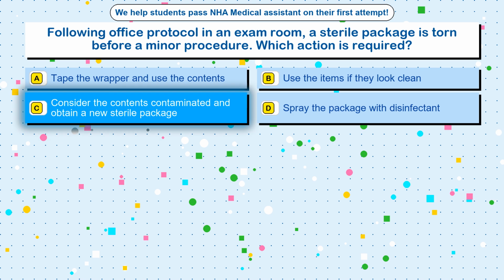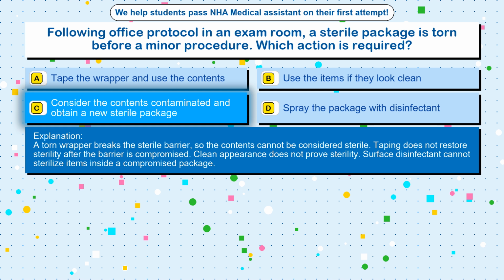The correct answer is option C. Consider the contents contaminated and obtain a new sterile package. A torn wrapper breaks the sterile barrier, so the contents cannot be considered sterile. Taping does not restore sterility after the barrier is compromised. Clean appearance does not prove sterility. Surface disinfectant cannot sterilize items inside a compromised package.